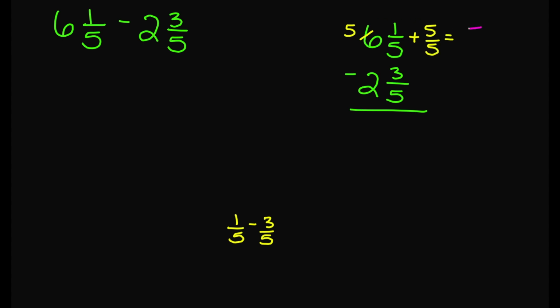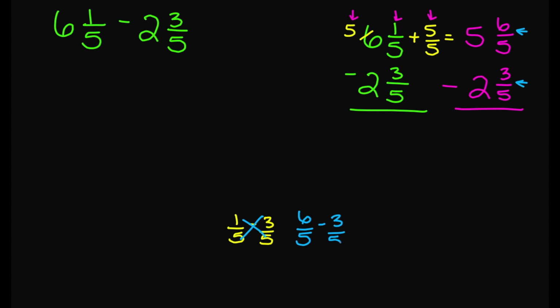So now you're going to get 5 from your whole number here. And then you have 1/5 plus 5/5. This is going to equal 6/5. And then minus 2 and 3/5. Now that I rewrote my fraction, we are able to subtract. So now we have 6/5 minus 3/5. So we do not have this anymore. So we have 6/5 minus 3/5.